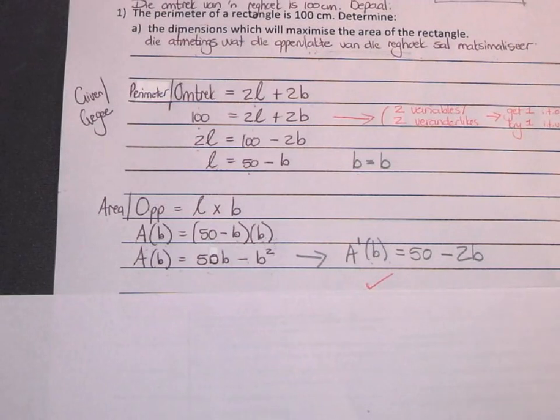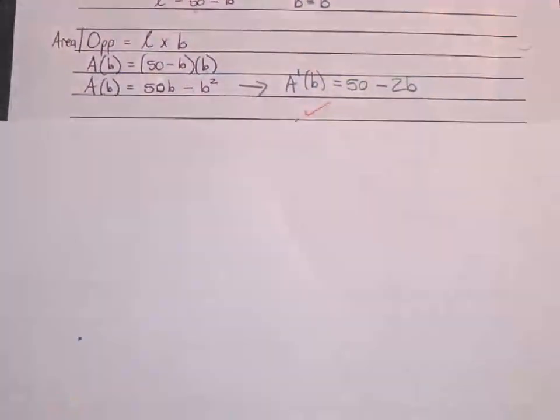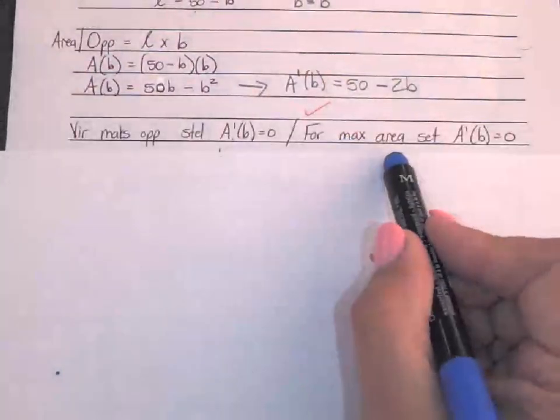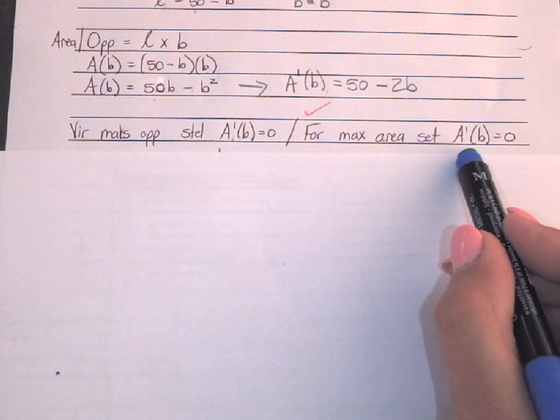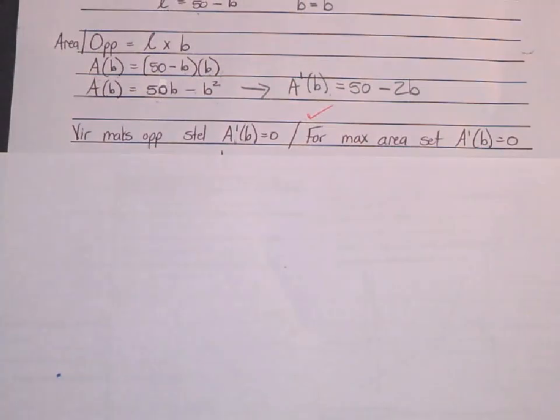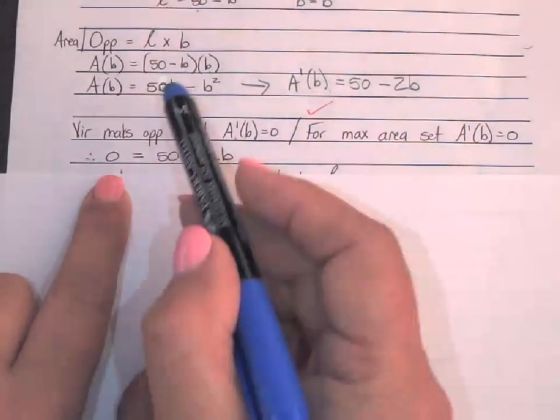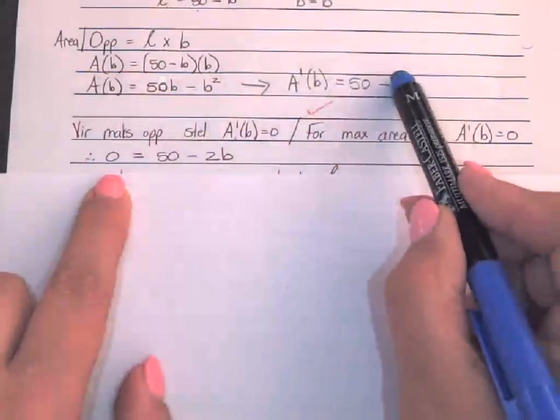For one definite mark, you always have to write the following. For a maximum area, set the first derivative to 0. You'll get a mark for that, so that the marker knows that maximum goes with turning points. How do you get a turning point? Set the first derivative to 0. And then you do that. So you take your first derivative and set it to 0.